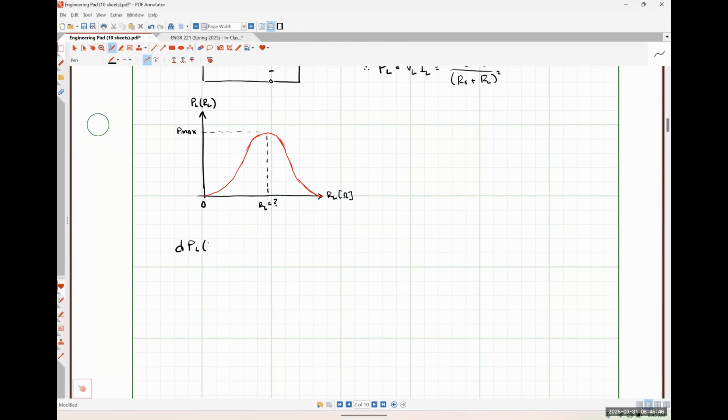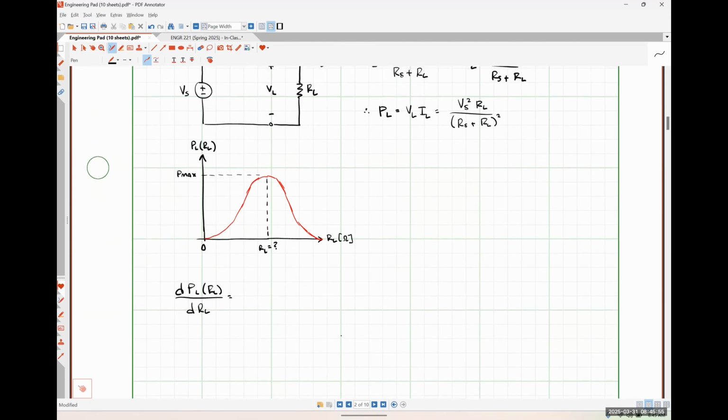So the derivative of PL as a function of RL with respect to RL, okay? Now, I have a function of RL in the numerator and a function of RL in the denominator, so I believe I have to use the quotient rule to make this work, right? Quotient rule, if I'm remembering correctly, and correct me if I am not, is the derivative of the top times the bottom minus the derivative of the bottom times the top, over the bottom squared, right?